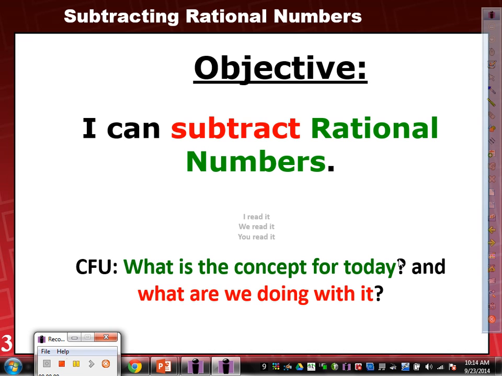Our objective for today: I can subtract rational numbers. Let's read it together. 1, 2, 3. I can subtract rational numbers. So, write your objective at the bottom left. The title for your notes should be Rational Numbers. Okay?